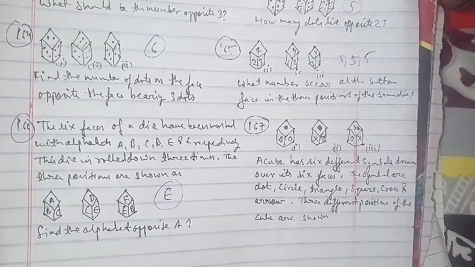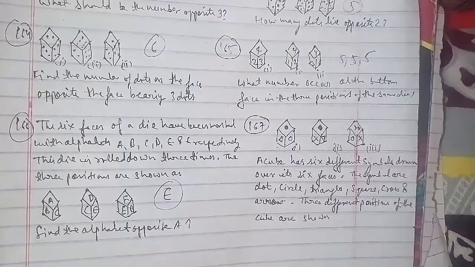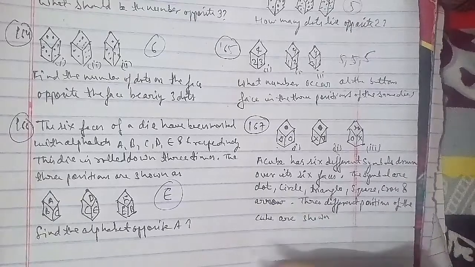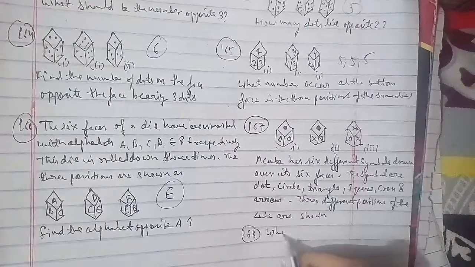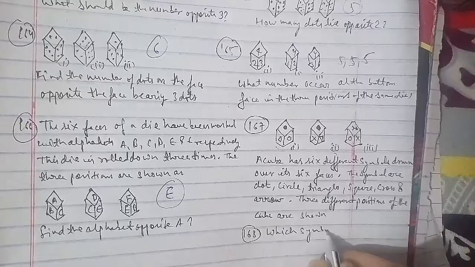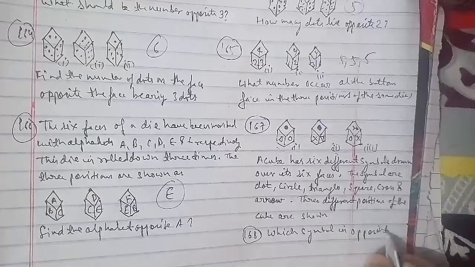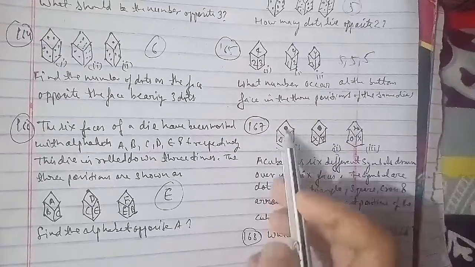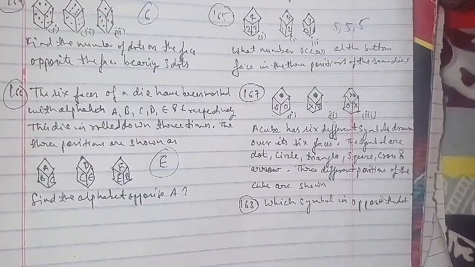So the question being asked here is as follows: which symbol is opposite the dot? That has been the 168th question of the session. Which symbol is opposite the dot? This is the dot here. The options we have are circle, triangle, arrow and cross. So we have to answer it.